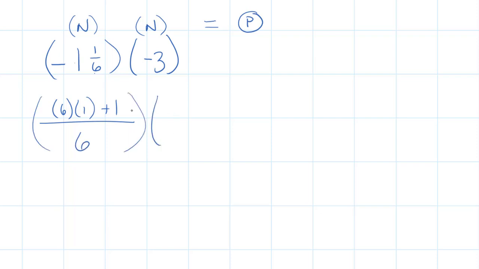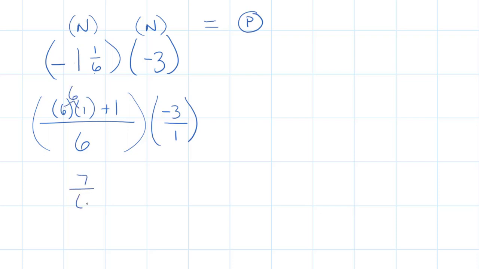But wait a second. We want to make negative 3 into a fraction. How do we do that? Negative 3 is an integer. How do we turn it to a fraction? Negative 3 over 1. Because it's not a whole number, it's an integer, right? Anytime you want to make a number into a fraction, put it over 1. All right. 6 times 1 is 6, plus 1 is 7.